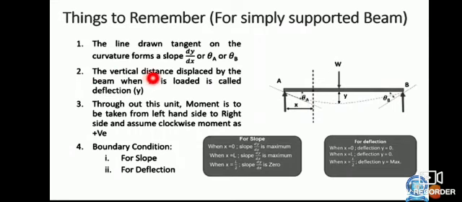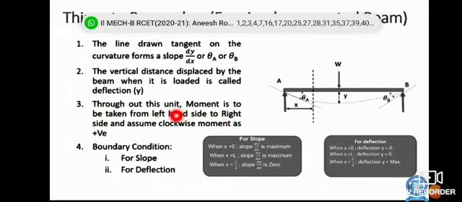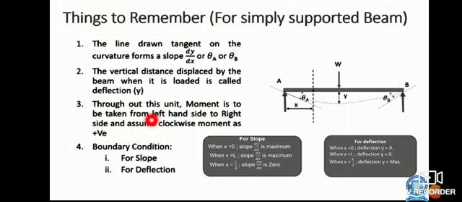A vertical distance displacement by the beam when it is loaded is called deflection, Y. Third point, the unit. The moment is to be taken from the left hand side to the right hand side, and assume clockwise moment as positive.